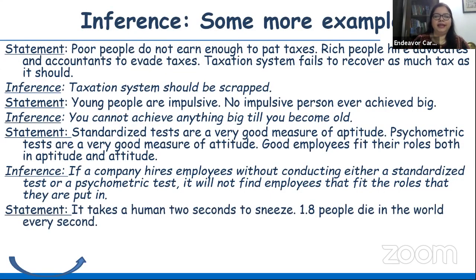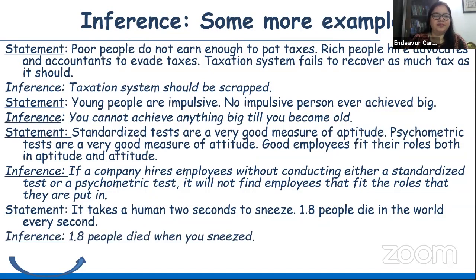One more. It takes a human 2 seconds to sneeze. 1.8 people die in the world every second. Okay. So let's look at our inference here. 1.8 people died when you sneezed. What will you say? Is this a correct inference? It takes a human 2 seconds to sneeze. 1.8 people die in the world every second. Don't look at the math part of it. Look at the logicality of it. 1.8 people died when you sneezed. Surely incorrect. Why is it incorrect?